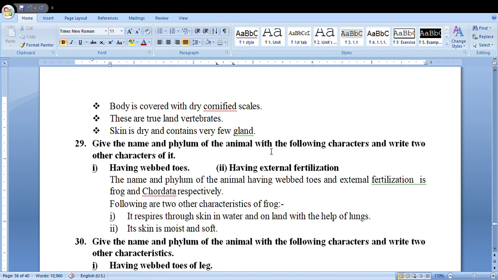Give the name and phylum of the animal with the following characteristics and write two other characteristics: having webbed toes, having external fertilization. The name and phylum of the animal having webbed toes and external fertilization is frog and phylum is Chordata. They respire through skin in water and on land with the help of lungs. They have moist and soft skin.